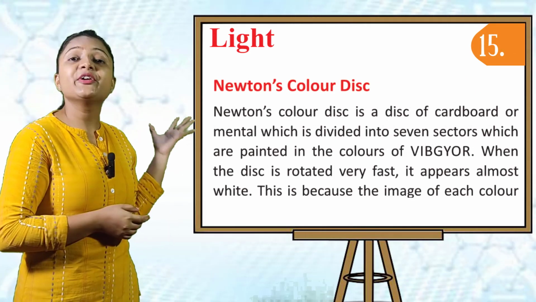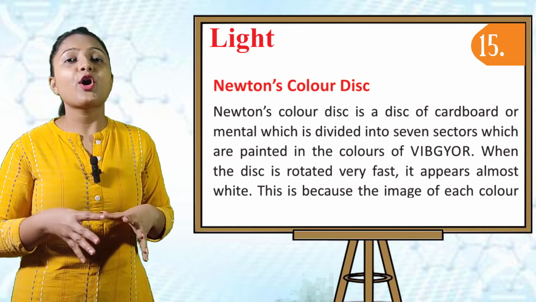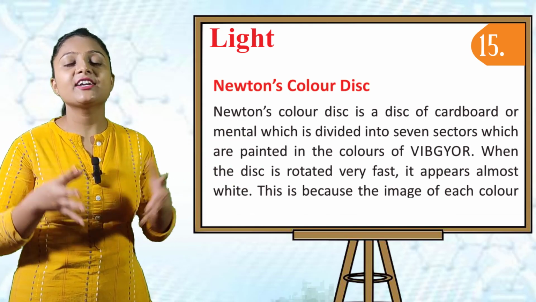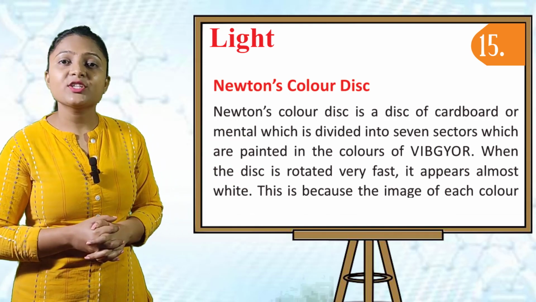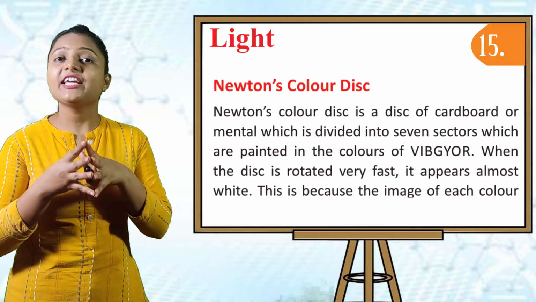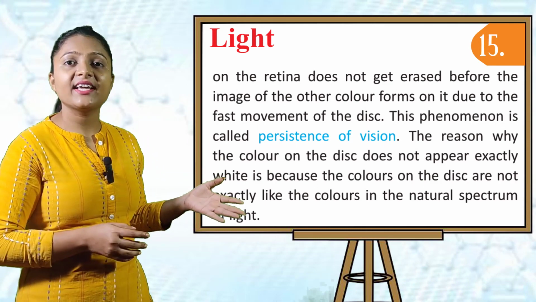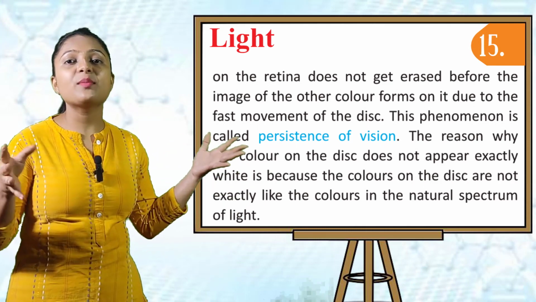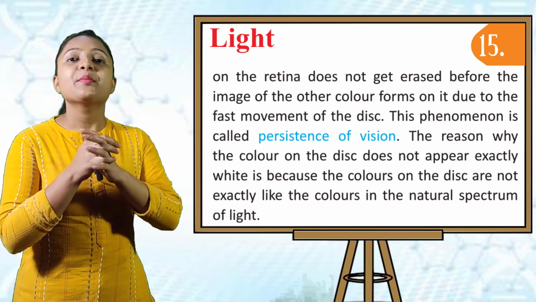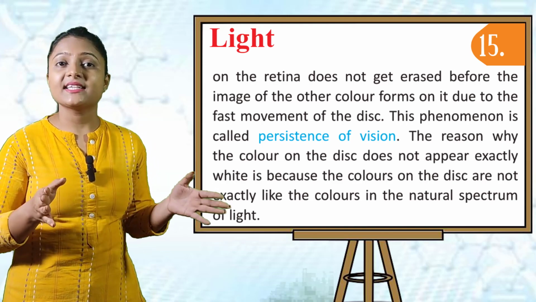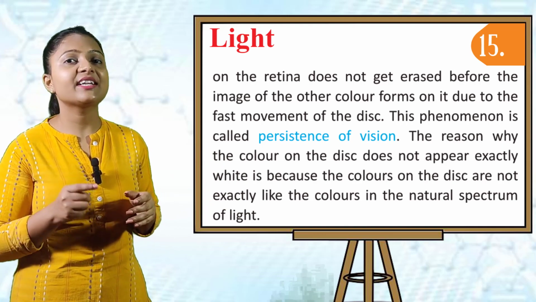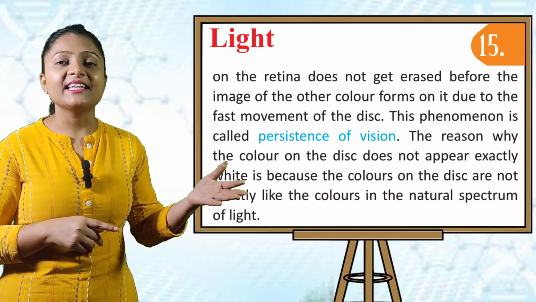Newton's color disc. Newton's color disc is a disc of cardboard or metal which is divided into 7 sectors which are painted in the colors of Vibgyor. When the disc is rotated very fast, it appears almost white. This is because the image of each color on the retina does not get erased before the image of the other color forms on it due to the fast movement of the disc. This phenomenon is called persistence of vision. The reason why the color on the disc does not appear exactly white is because the colors on the disc are not exactly like the colors in the natural spectrum of light.